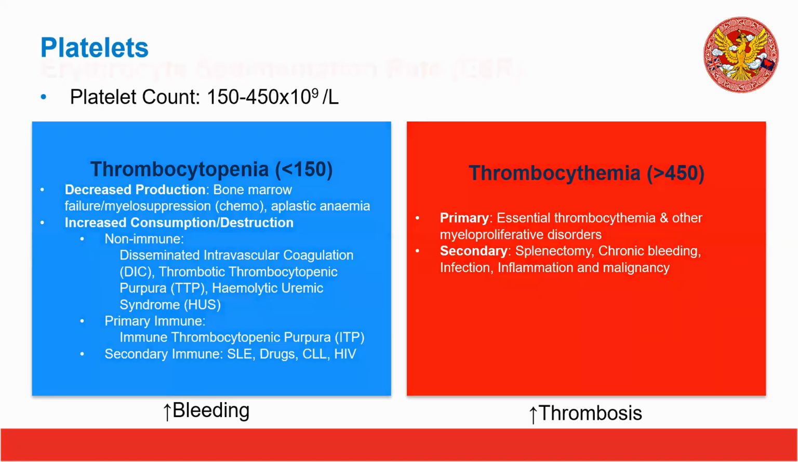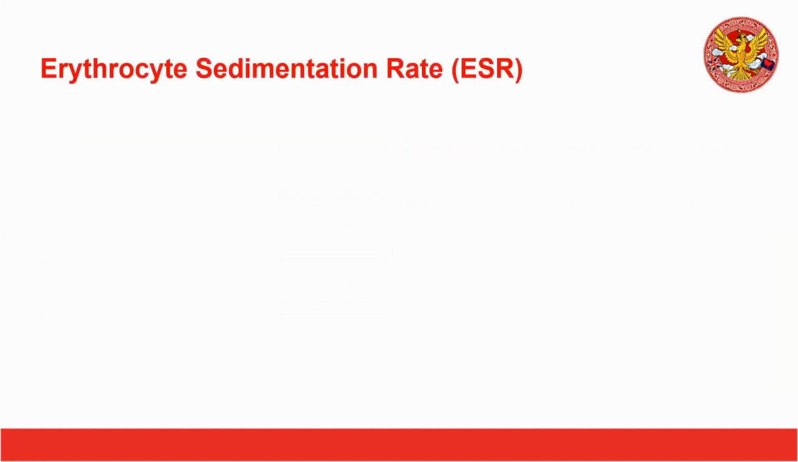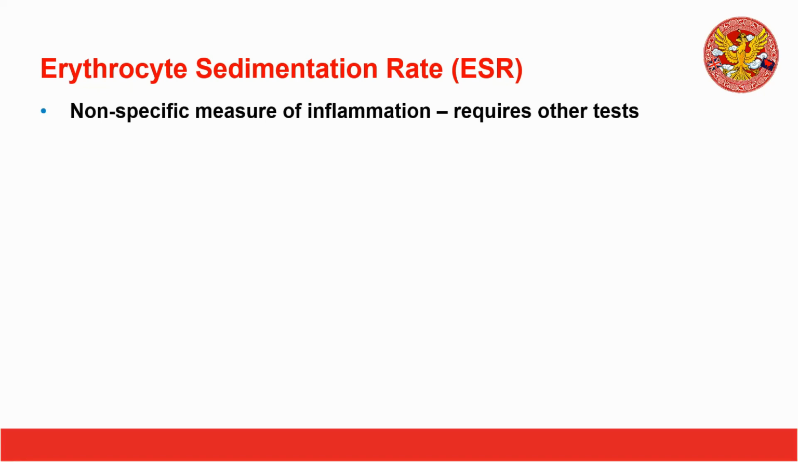Okay, so that is our full blood count. Another couple of small tests that we're going to talk about as part of the purple blood tube is the erythrocyte sedimentation rate, which is quite a very non-specific measure of information. And normally you can't really take it by itself. You have to have other tests as well.